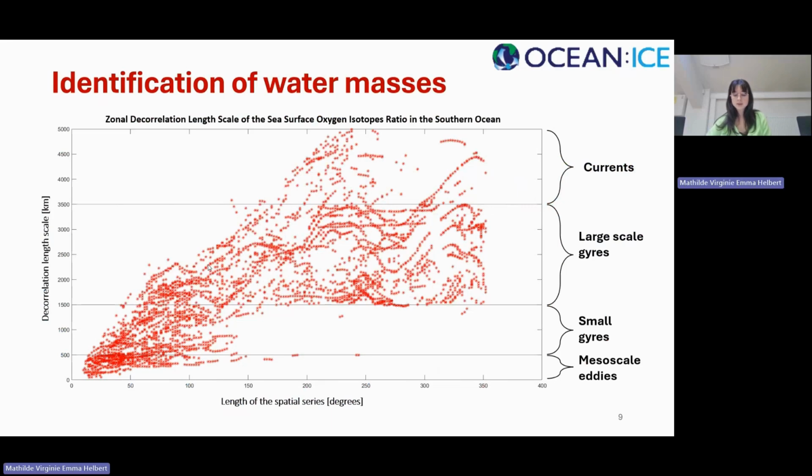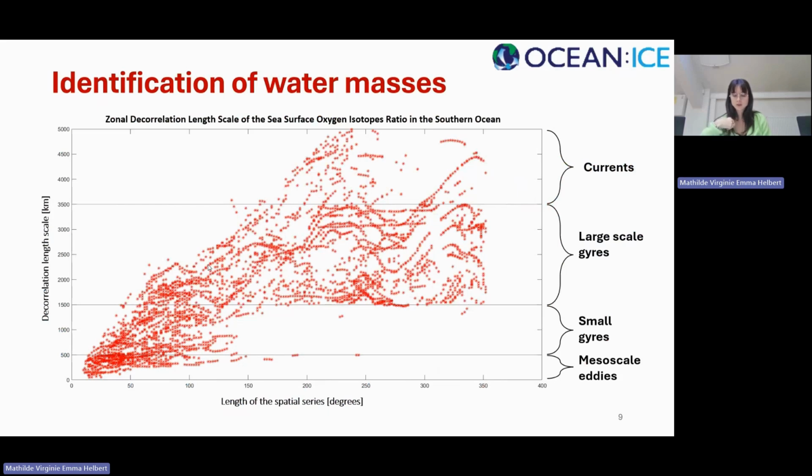And at these length scales, the structures are categorized as mesoscale eddies. For longer spatial series, so if you look at the second block from the bottom, 50 to 100 degrees wide spatial series, the decorrelation length scales typically increase to 500 to 1,500 to 2,000 kilometers. And there we can feature the presence of small gyres.